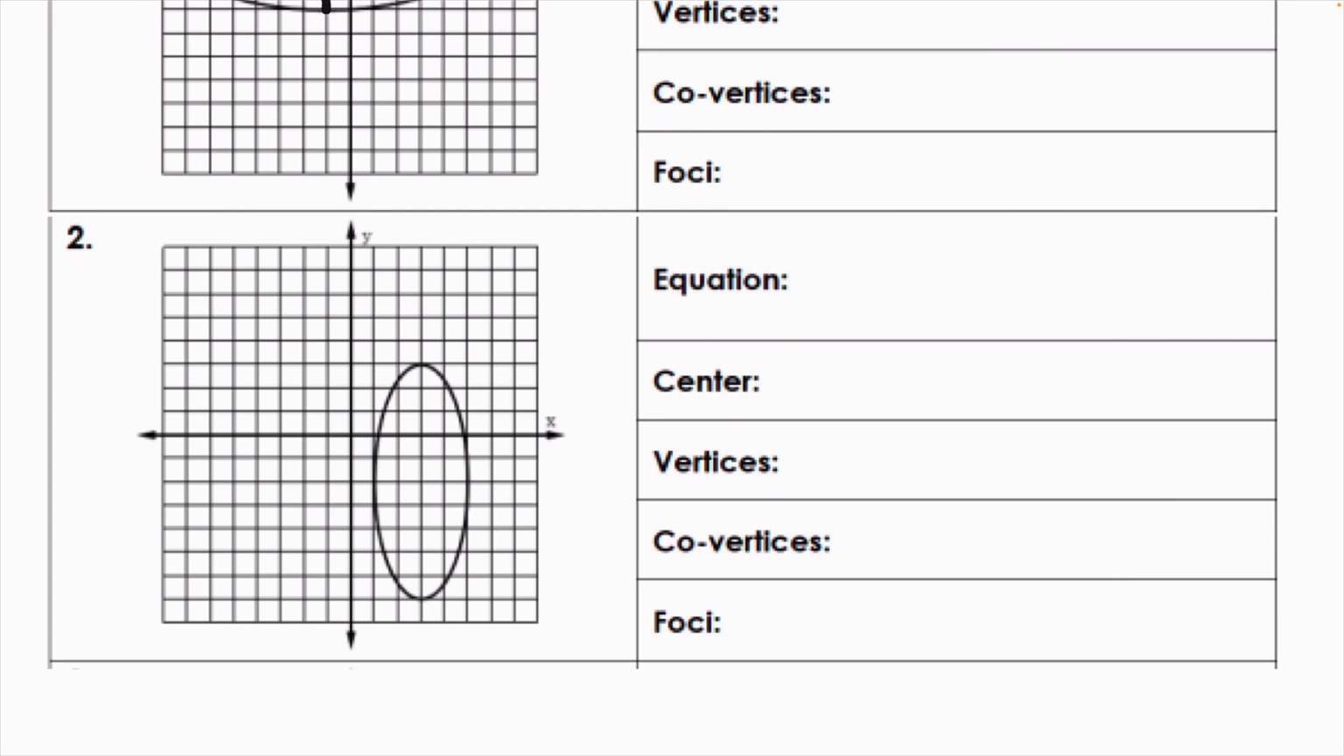Okay, now looking at number 2, I can see that this ellipse is oriented vertically. So find the center. If you're unsure, make sure it's equal on both sides of the center. 1, 2, 3, 4, 5. 1, 2, 3, 4, 5. Okay, so my center is 1, 2, 3.